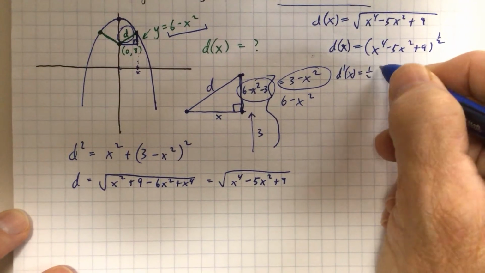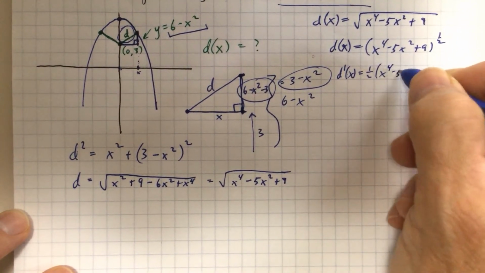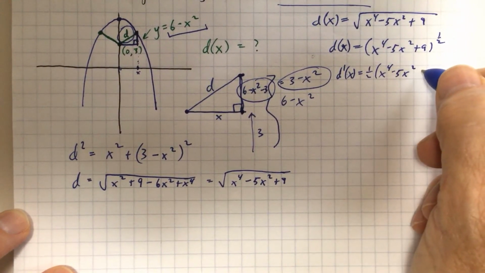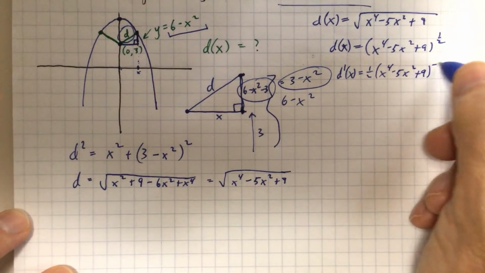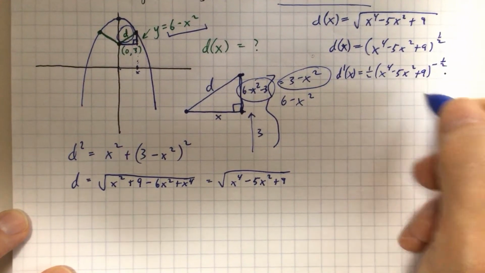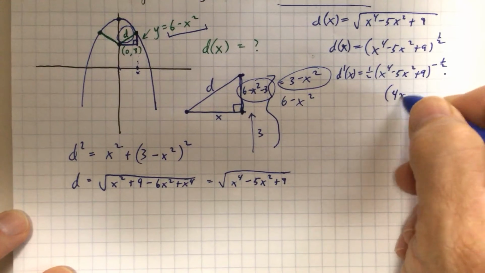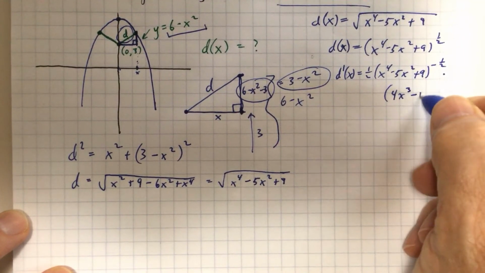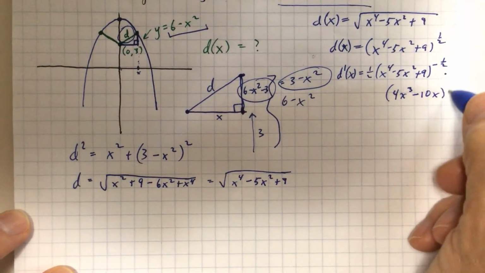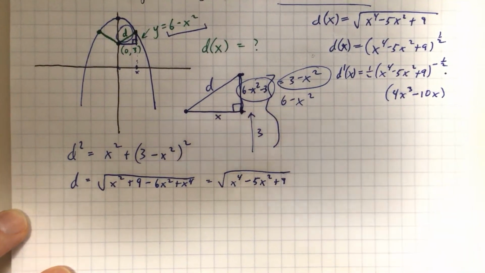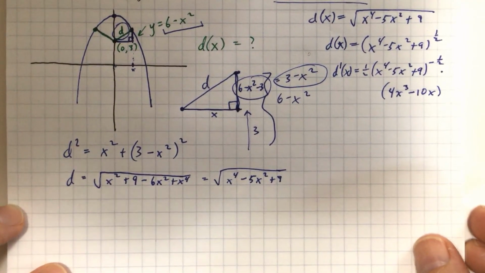The derivative is 1/2 times this stuff, plus 9 to the negative 1/2, and then multiplied by the derivative of that stuff. And the derivative of that stuff is 4x cubed minus 10x. That's the derivative. And then if we simplify that a little bit, how are we doing over there with space?